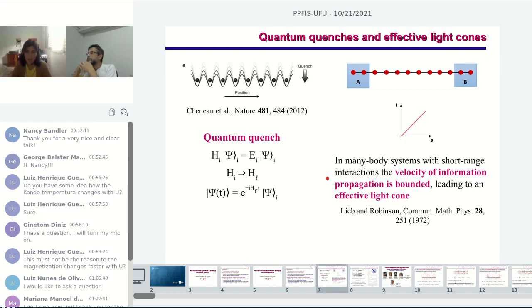Although the Schrödinger equation is not relativistic, Lieb and Robinson showed that in many-body systems with short-range interactions, there is a bound on the velocity of information propagation. This means that if we do something here in part A of the system, it takes some time for part B to feel this change in A. So that's why, in this case, we have the formation of effective light cones.